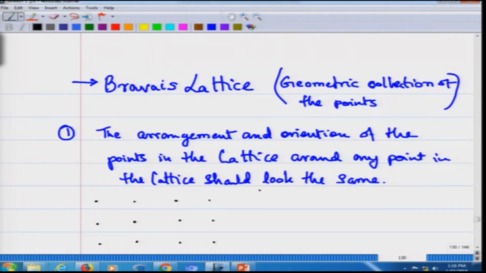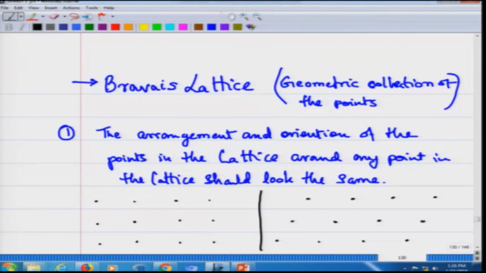Another example could be this. Here also, if I go to any point and look at the distribution of points around a given point, it looks exactly identical. Whether I choose this or this or this or this, any point in this lattice will look exactly identical. So, these are examples of Bravais lattice.